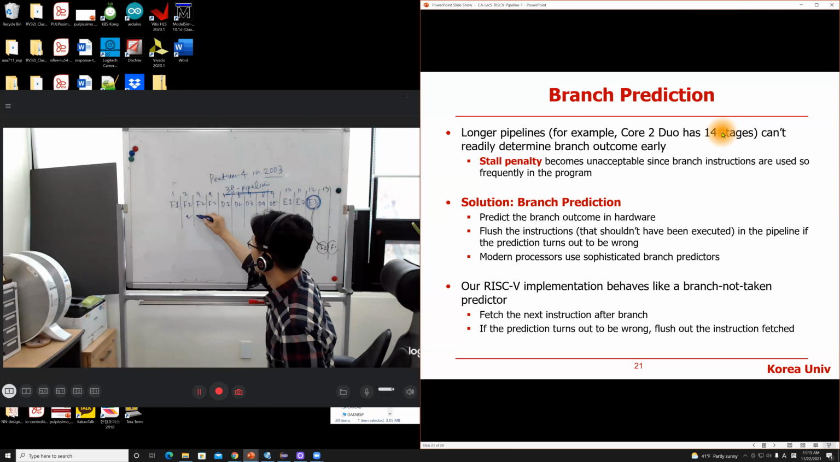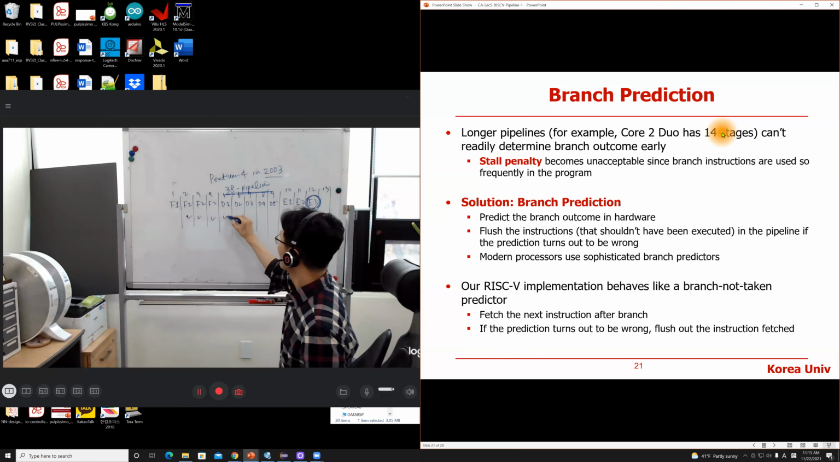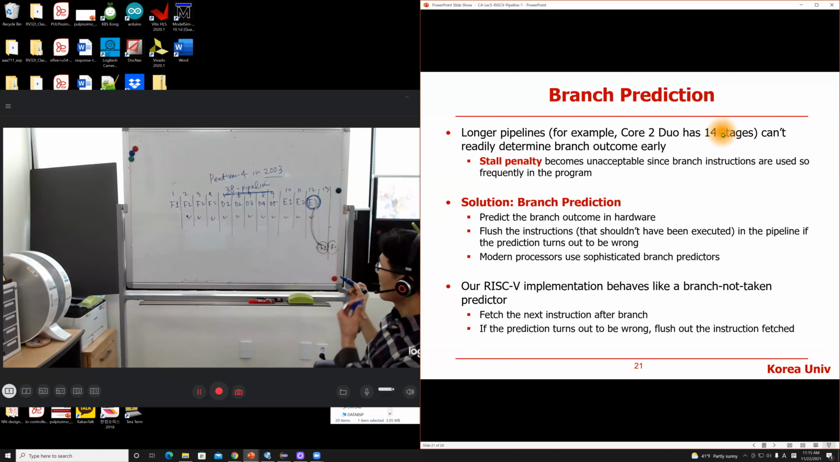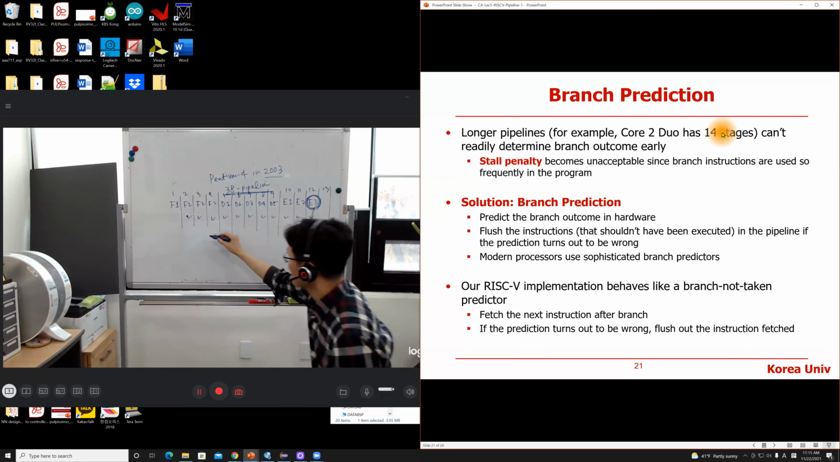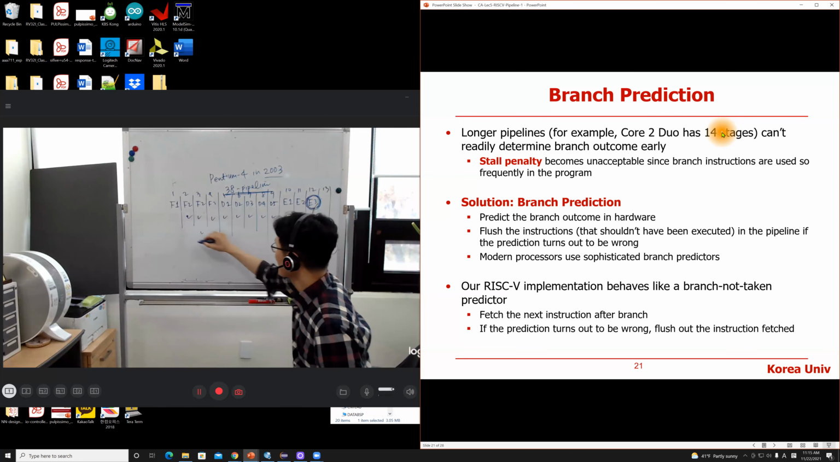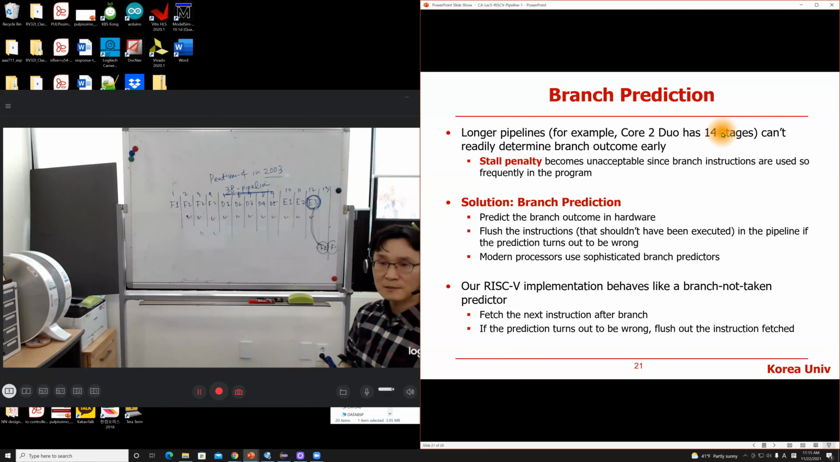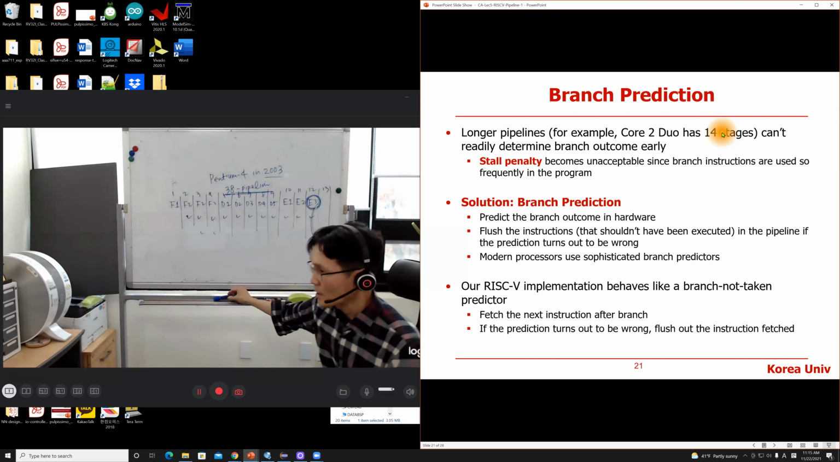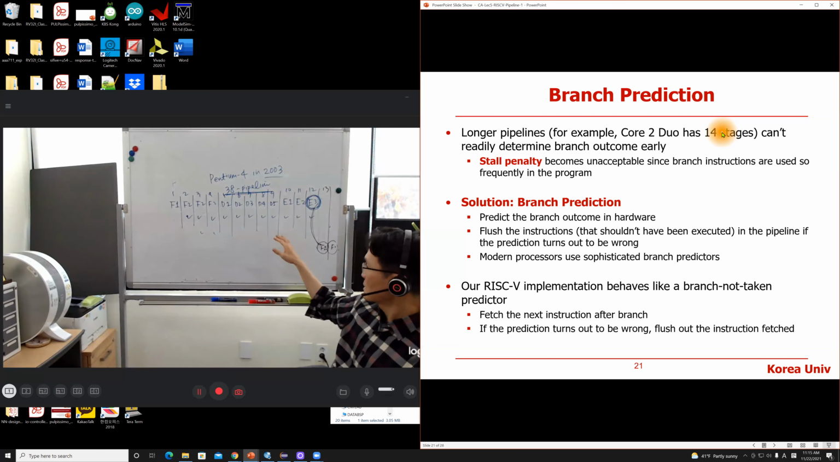1, 2, 3, 4, 5, 6, 7, 8, 9, 10. 11 actually, right? 11 instructions in the pipeline, right? 11 instructions should be nullified. Big penalty, right? Super big penalty. And even more serious, that branch instruction.